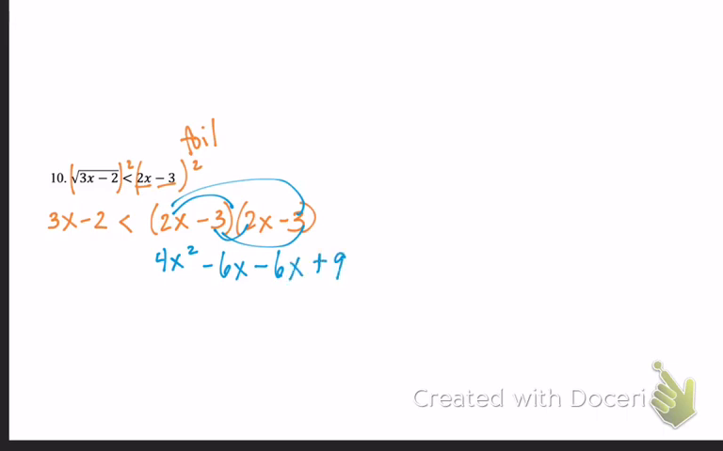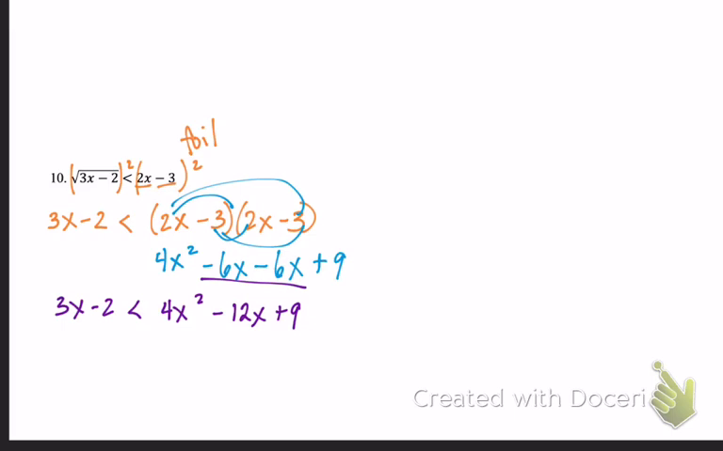Combine the like terms. You can do this all in one step if you want to, and I'm going to encourage you to do this all in one step, but I'm showing you the long way. So 4x squared minus 12x plus 9. And I have this stuff over here.